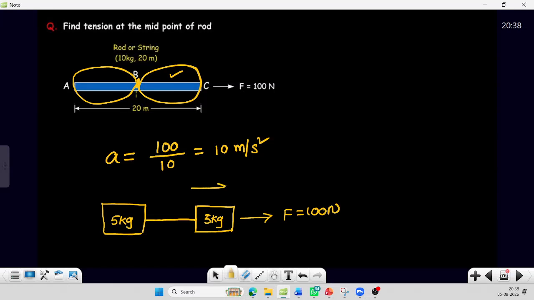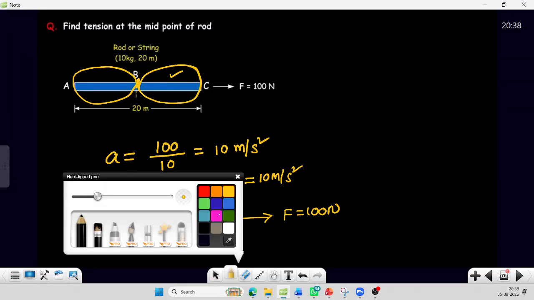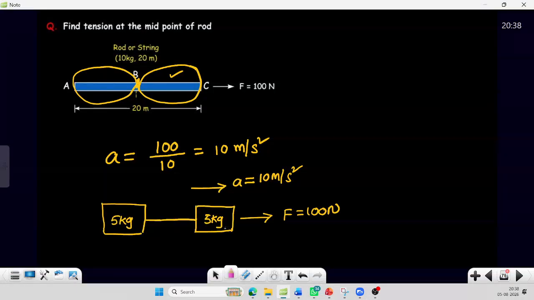Now this system is moving with some acceleration. With how much acceleration is it moving? 10 meter per second square. This type of problem we have seen earlier: two blocks connected. So tell me, what can we say here? What is the force taken by this block? This block takes m into a. How much is the force?